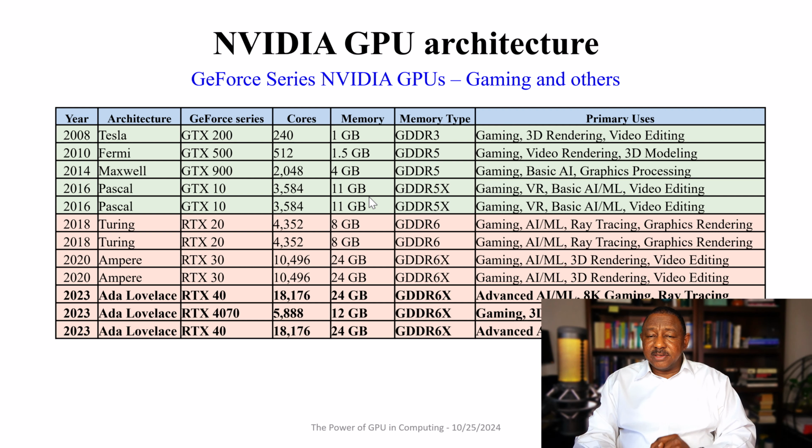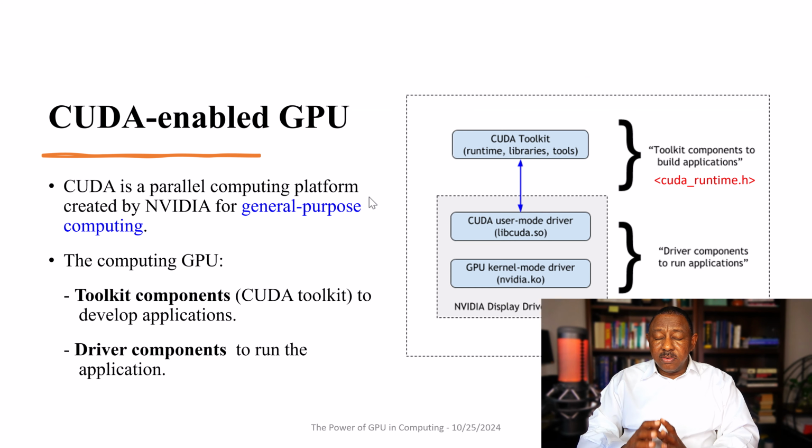Again, there's also the GeForce series of NVIDIA GPUs, which are mostly used for gaming and rendering. Also, you can look at how many cores there are and the memory, because those are important factors in any computing process. So the number of cores and the memory size are the major determinants of a good GPU. Now we'll talk about CUDA.